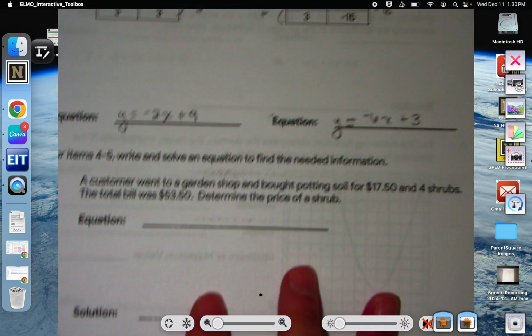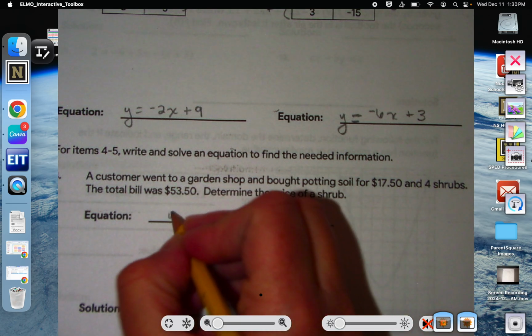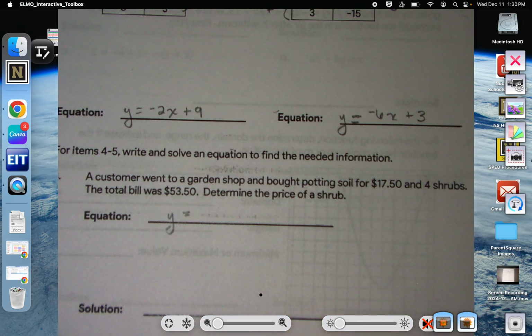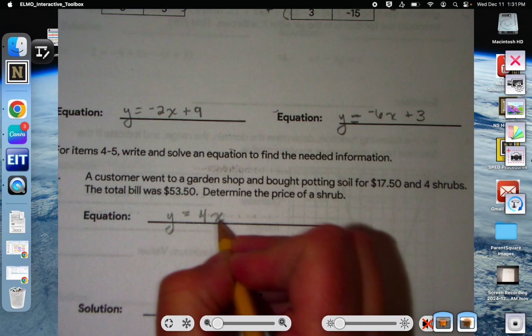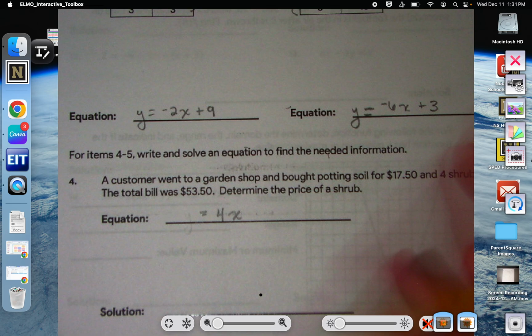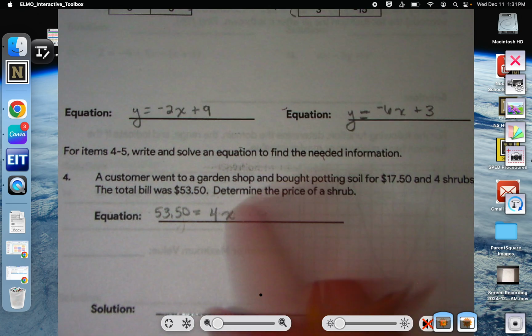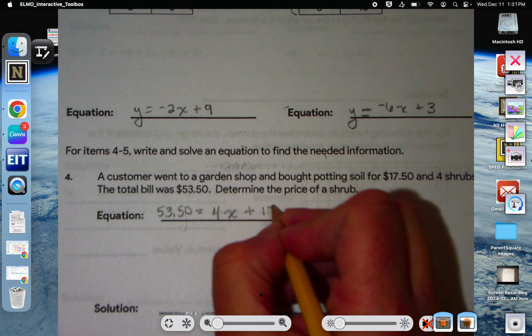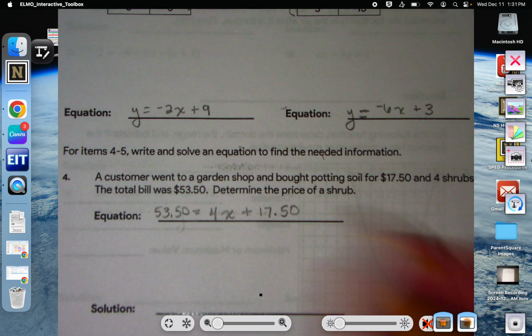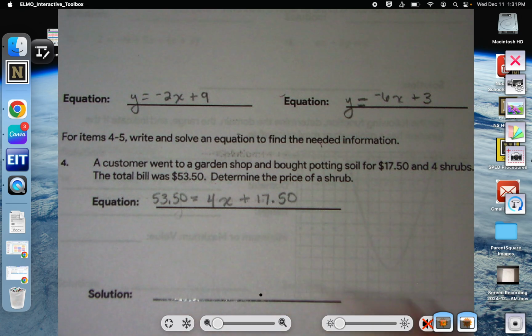we have a customer at a garden shop who bought potting soil and 4 shrubs. This was the total, determine the price of each shrub. Okay, so we know our total price is y, and they bought 4 shrubs, so we don't know the cost of each shrub. The total is the $53.50, and we know they paid $4 per shrub and bought a one-time bag of potting soil for $17.50. So then we would solve for x to find out how much each shrub was.